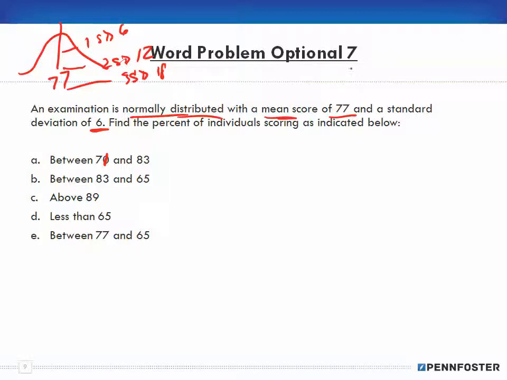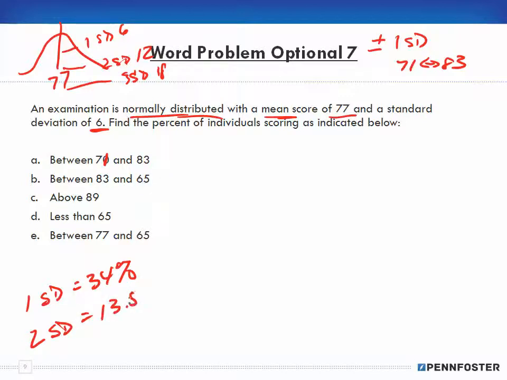So, we know that plus or minus one standard deviation is 71 to 83. Let me write this down: one standard deviation is 34%, and the second standard deviation is an additional 13.5%. We also know that above or below the mean is 50%. Those are really the percentages that you need.